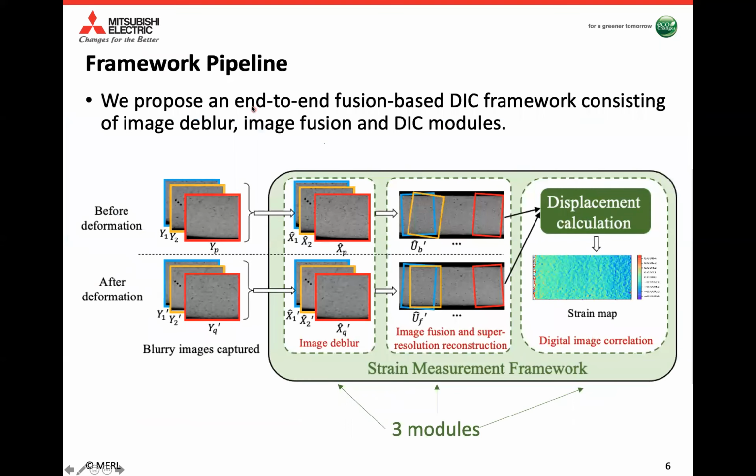Here is our framework pipeline, which consists of three modules. The first, the image deblur module, will deblur the blurry observations from the camera. Then we stitch them into a very big final super-resolution image for the DIC module to get the strain measurement map.